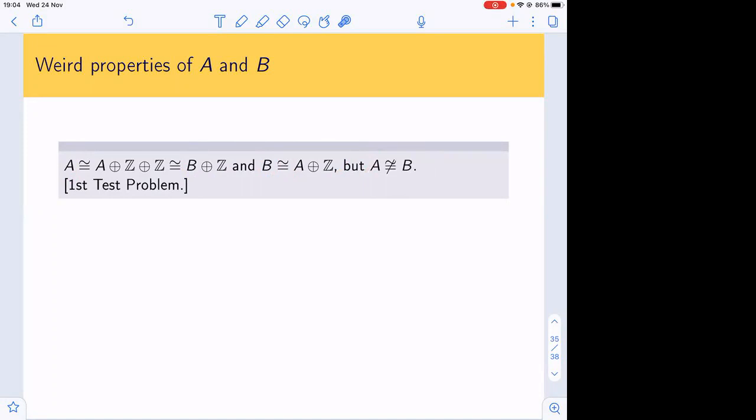Okay, so these groups give another example answering the first test problem. We can have two non-isomorphic groups which are both direct summands of the other one.